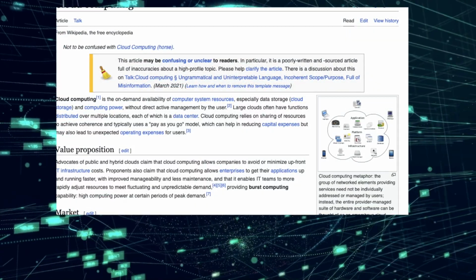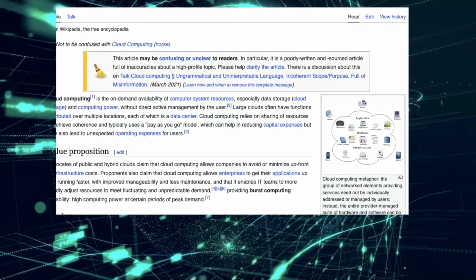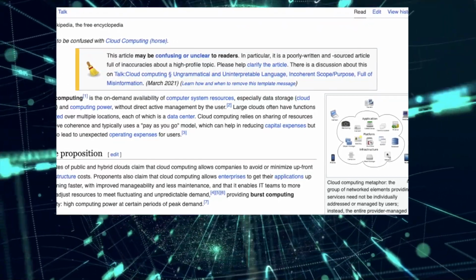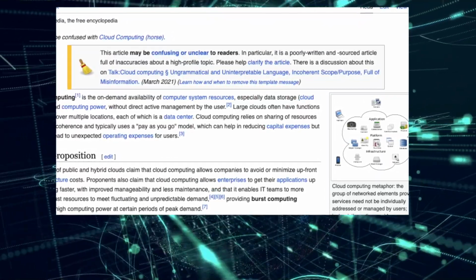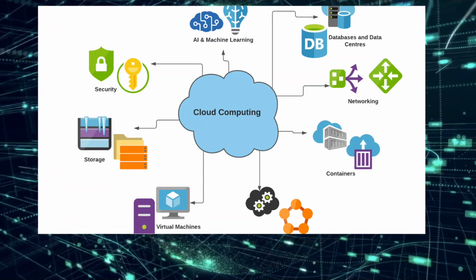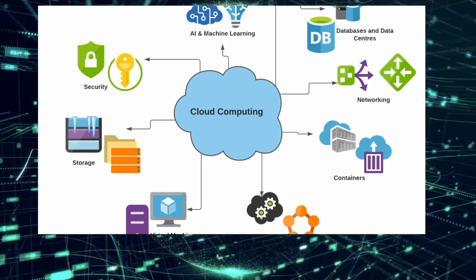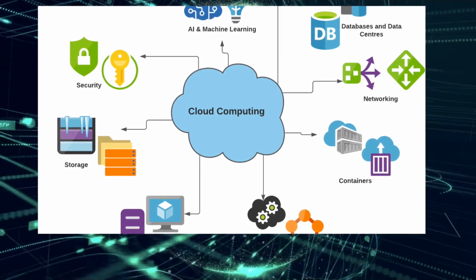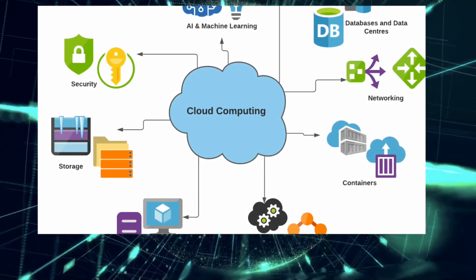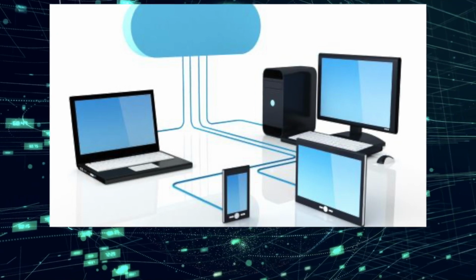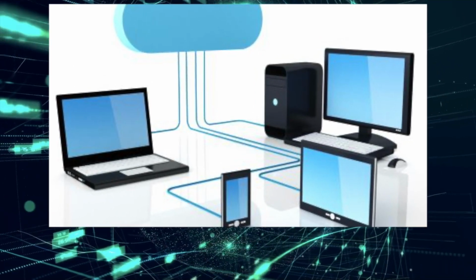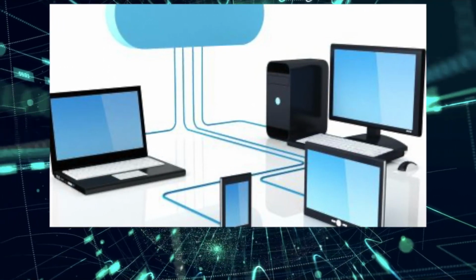So wiki says that cloud computing is the on-demand availability of computer system resources, especially data storage and computing power, without direct active management by the user. The term is generally used to describe data centers available to many users over the internet. So at its most basic level, the cloud is essentially a data center that you access over the internet.